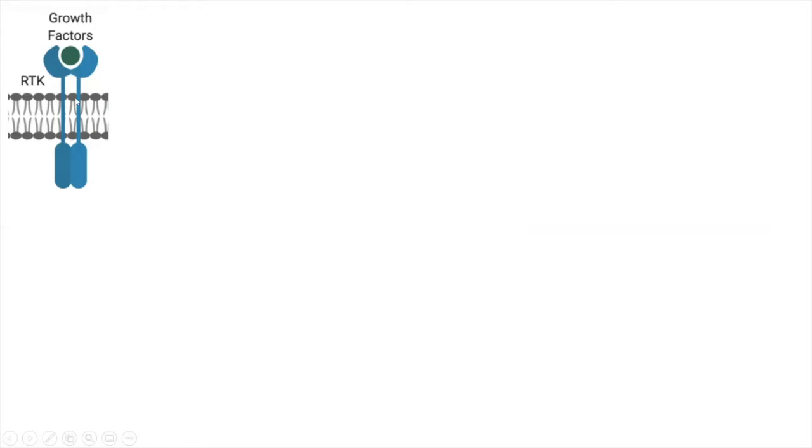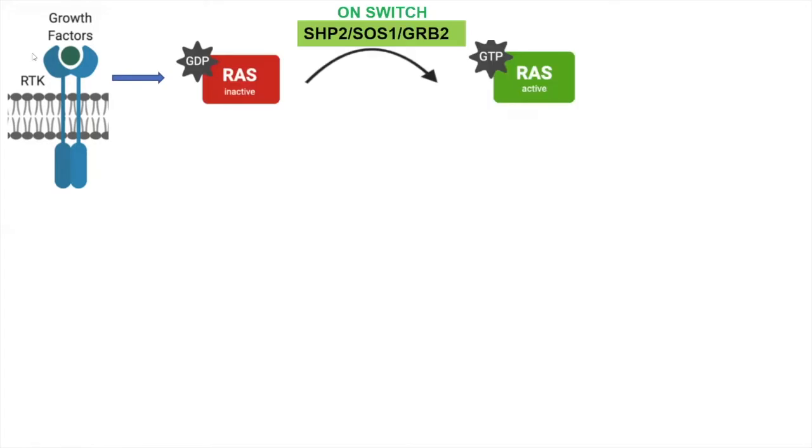Now, for the food to enter the cell, it requires an antenna on the surface of the cell, which we call the RTK, or the receptor tyrosine kinase. And when the food enters the cell, it triggers a chain of events inside the cell. And the very first thing that happens is that this green ball, or the growth factor, goes inside the cell and activates a gene, which we call RAS. And this is very important because what the food does is it interacts with some other genes inside the cell and converts the RAS gene from its red or inactive form to its green or active form.